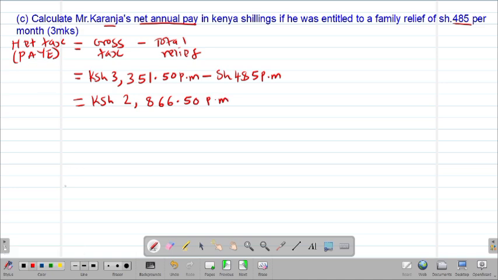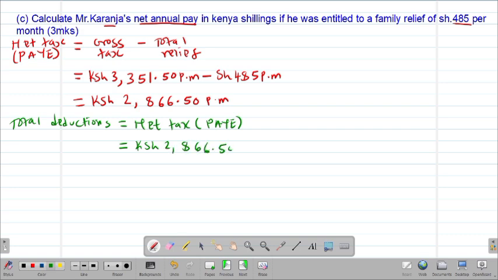Now, because in this particular case, we don't have any other deduction, we know that the total deductions will be equal to the payee or the net tax. So whenever you are not given any other deductions, it simply means that the total deductions will always be equal to the net tax or the payee. Therefore, our total deductions will be equal to the payee, which is Kenya shillings 2,866 and 50 cents. Of course, this is per month.